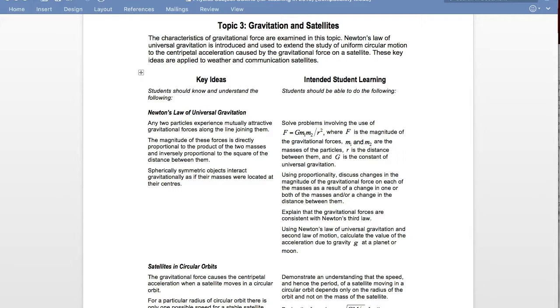In this topic we are going to look at the motion of satellites as an extension of uniform circular motion. In the previous topic it was the application of contact forces which provided the centripetal force and the centripetal acceleration. For satellites, the required centripetal force is going to be provided by Newton's law of universal gravitation.